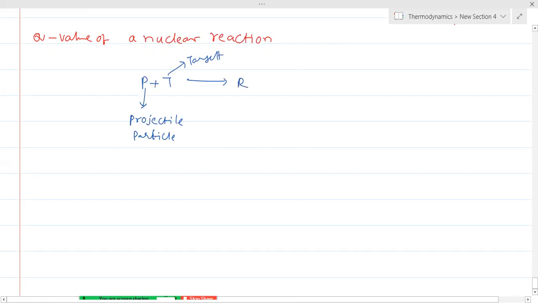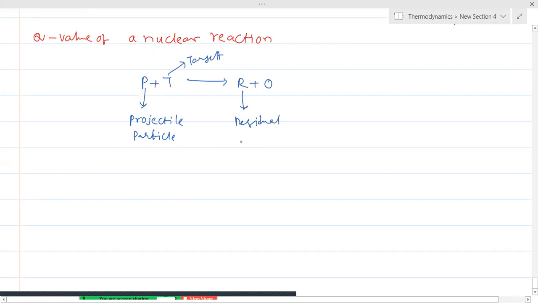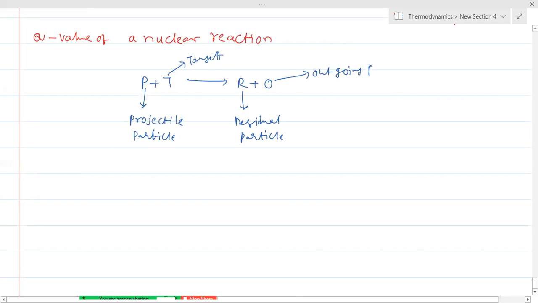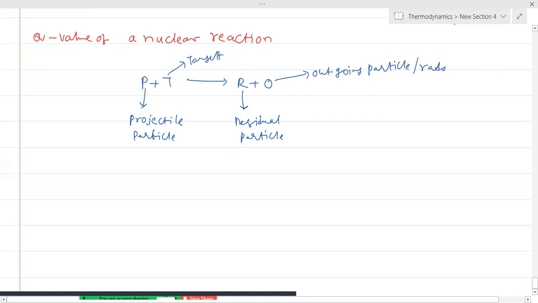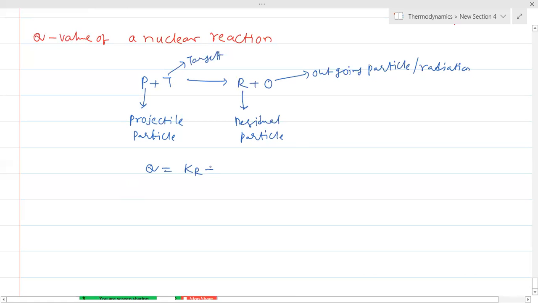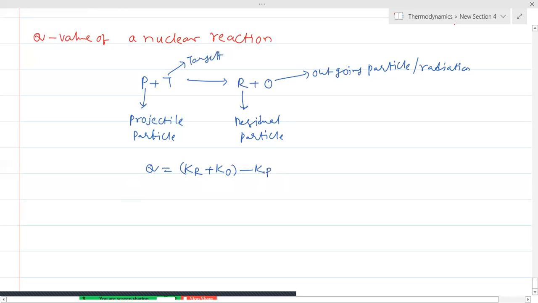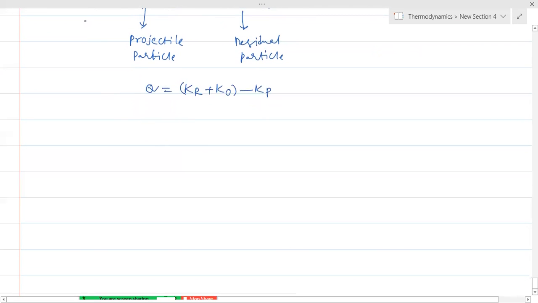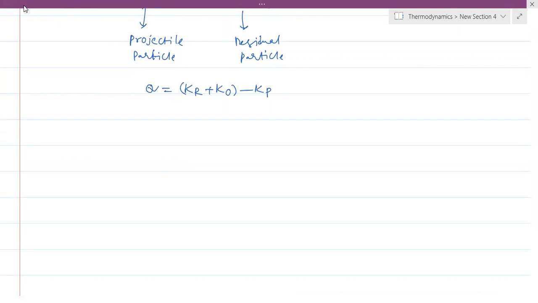We get the residual particle R and the outgoing particle O, or else we used to call this radiation. So the Q value can be expressed as Q equals kinetic energy of R plus kinetic energy of O, the kinetic energy of the residual particle plus the kinetic energy of the outgoing particle, minus the kinetic energy of the projectile particle. So in this way, we will find out the Q value of the nuclear reaction, and we know about exoergic and endoergic reactions.